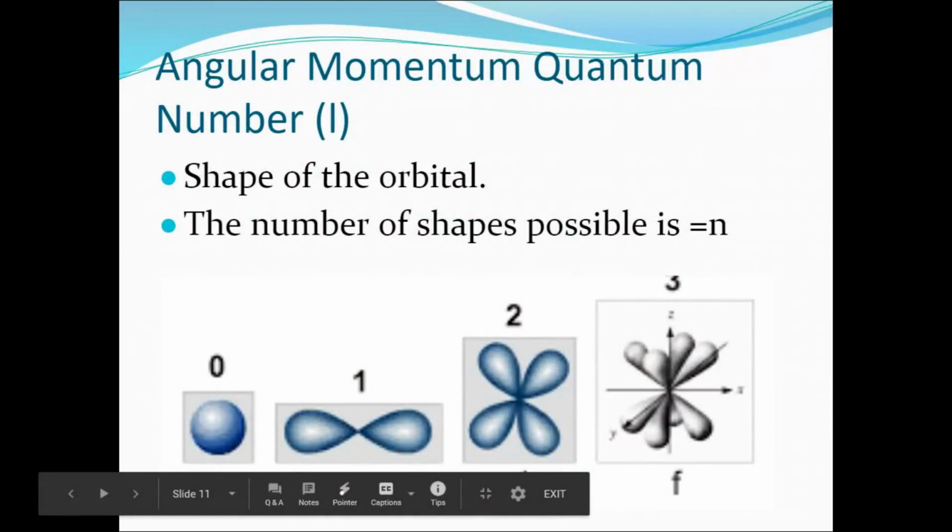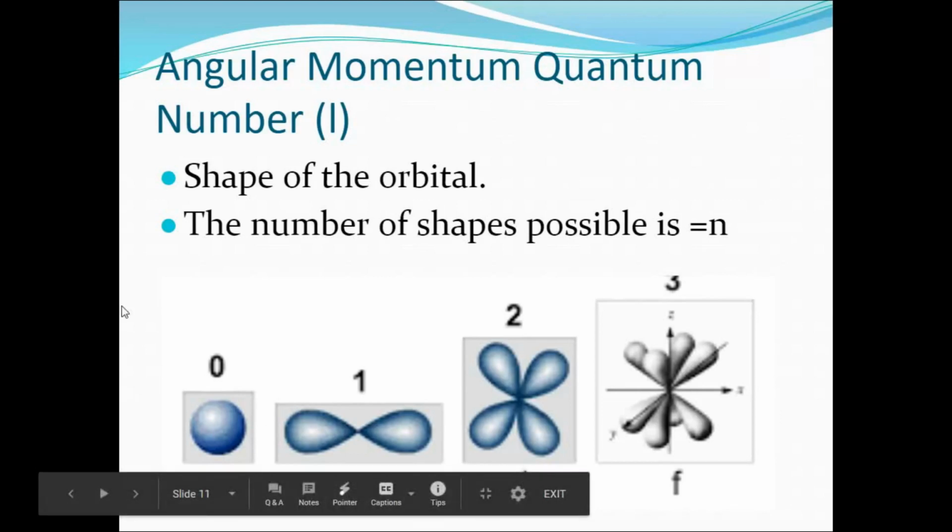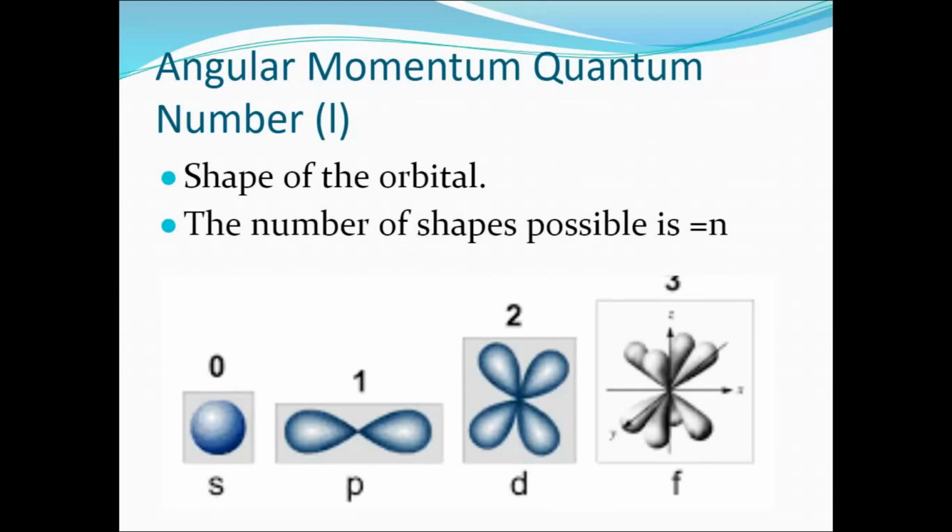The second quantum number is the angular momentum quantum number, and the symbol for this is L. This is the shape of the orbital, or the shape of the area where the electron is most likely to be located. The possible shapes are going to be equal to the n value. So if we're in n equals 1, the first energy level, we will only have one type of shape. If we are in n equals 2, the second energy level, we can have 2 possible shapes.